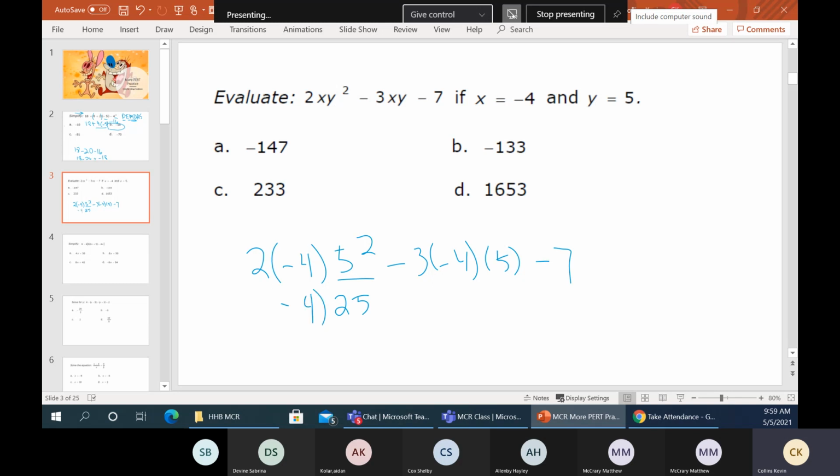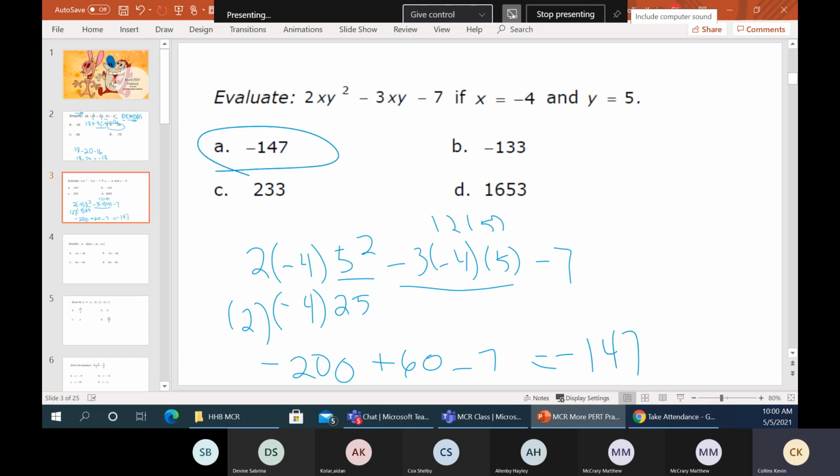And then we have -4. 25 times -4 is -100, times 2 is -200. Okay, and then we do these three guys. So we have -3 and -4 is +12. So we have 12 times 5. So that's going to be +60, and then the -7. So then -200 plus 60 is -140. -7 more is, yeah, -147. Good. Questions on that?